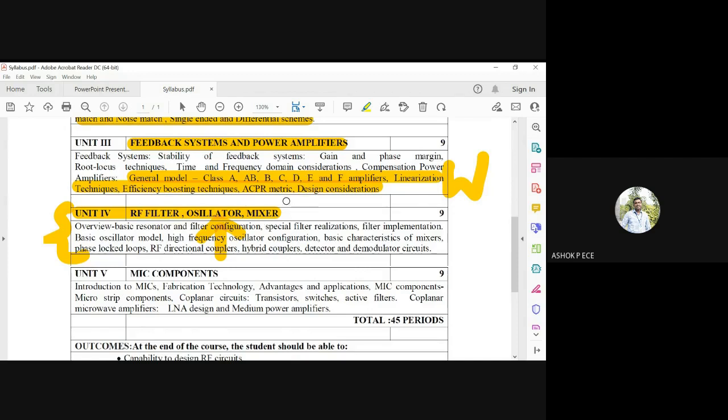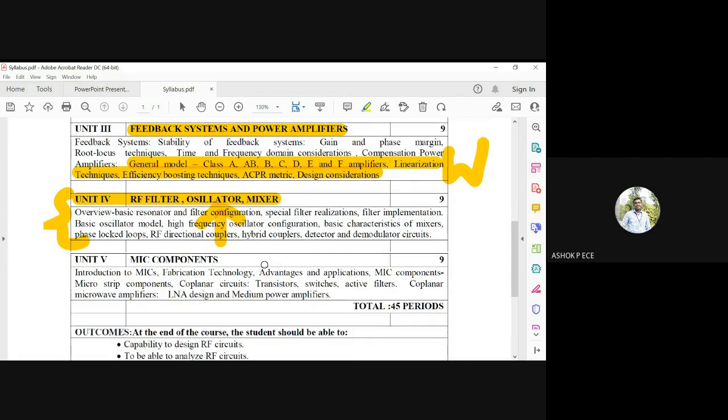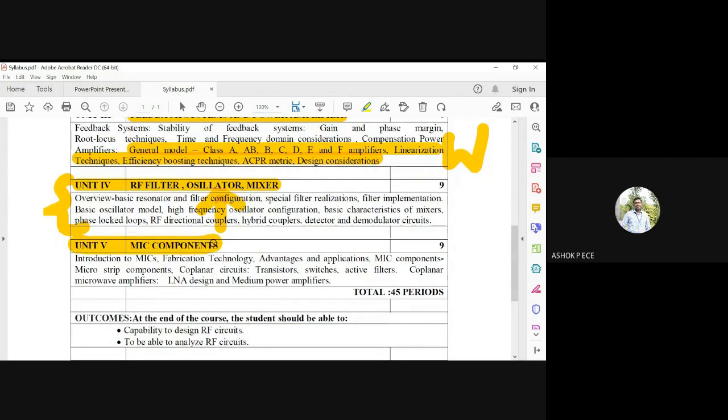is going to be your mixers. Finally, we are going to come into the ICs, the microwave monolithic. So, in broader terms, you call it MMIC, microwave monolithic integrated circuits. And here we call it MIC, which means microwave integrated circuit.